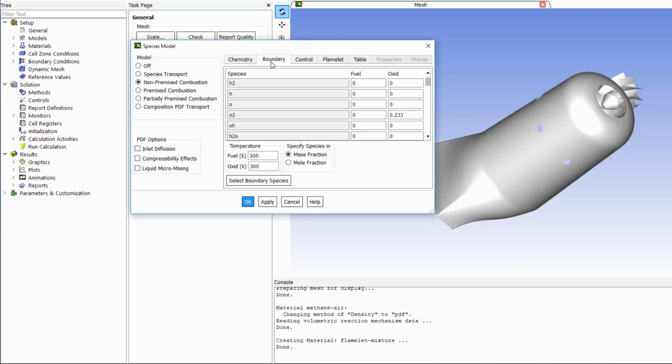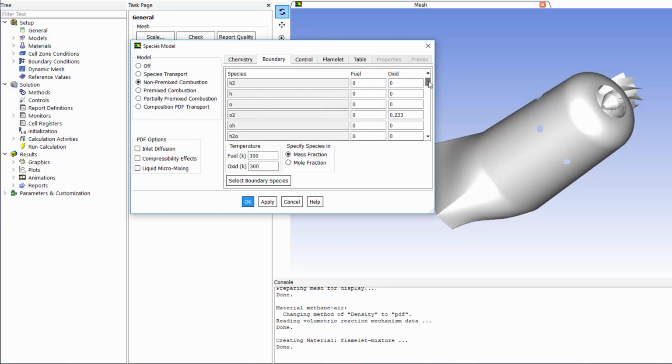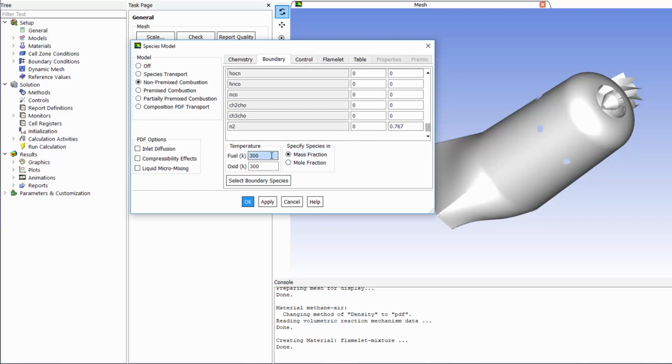In the Boundary tab, I specify the composition and the temperature of the fuel and oxidizer streams entering the reactor. In this case, the fuel will be methane, so I will give it a mass fraction of 1. The oxidizer is air, which is roughly 23% oxygen and 77% nitrogen by mass. Notice that I can set the temperature of each fluid in this menu.